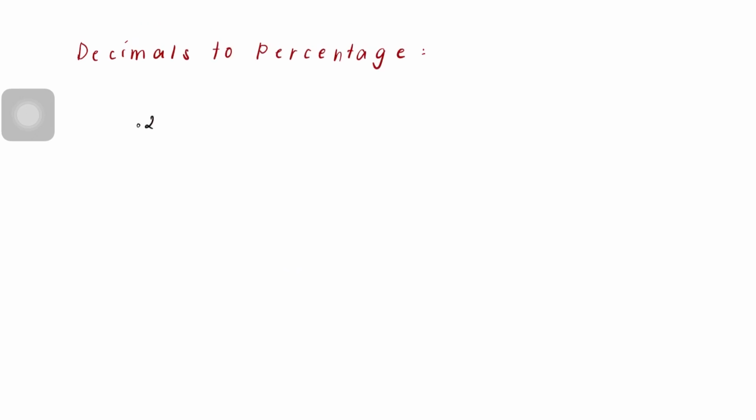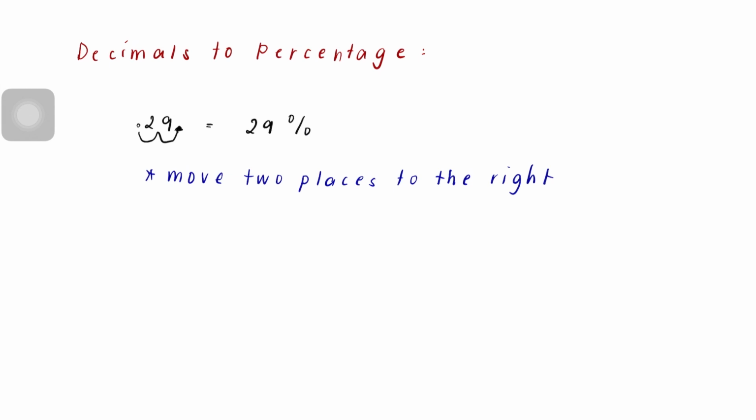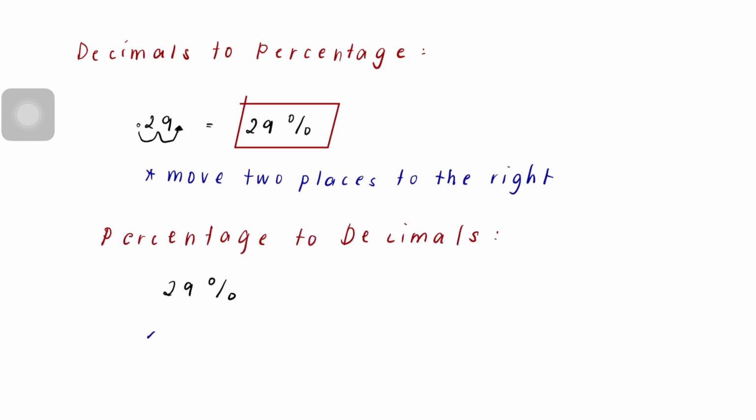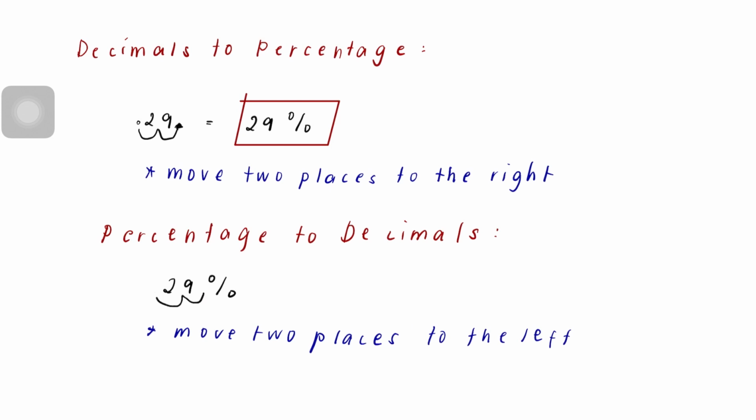Now we have decimals to percentage. To convert the decimal 0.29 into percentage, we should move the decimal point 2 places to the right. Thus 0.29 is equal to 29%. Then vice versa, percentage to decimals, we must move the decimal point 2 places to the left.